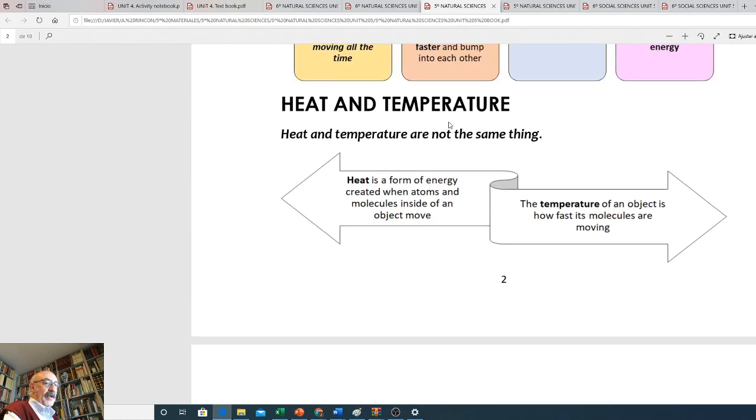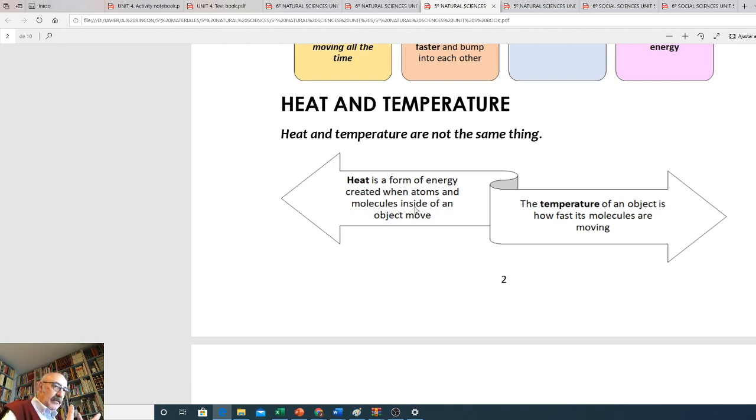Now, heat and temperature. Heat and temperature are not the same thing. Okay? Many people mistake heat and temperature, but these are different things. They are related together, but are different things. The difference is that, and you have to understand that and learn that, heat is a form of energy. Temperature is not a form of energy, but heat is. So heat is a form of energy created when atoms and molecules inside an object move.